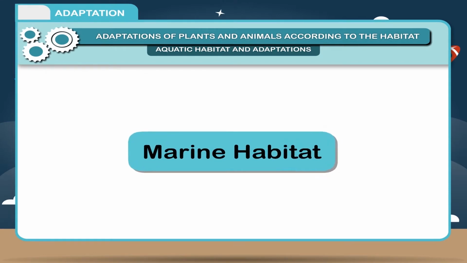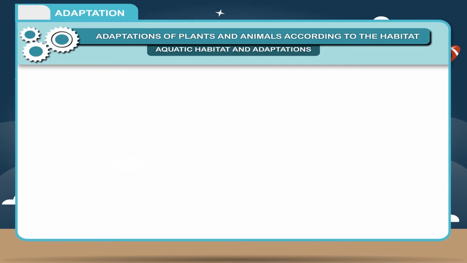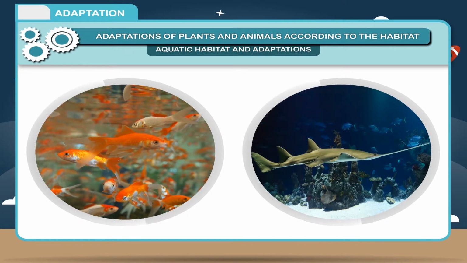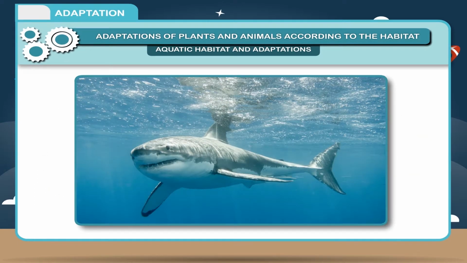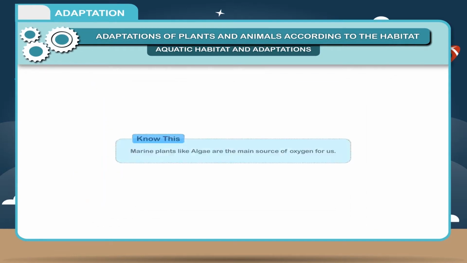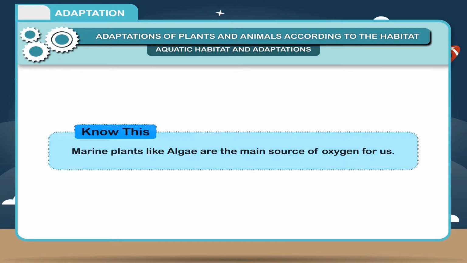Marine habitat refers to saltwater habitats in seas and oceans. The organisms living in marine habitats are known as marine organisms. Many sea animals have streamlined bodies to help them move easily in water. Know this: marine plants like algae are the main source of oxygen for us.